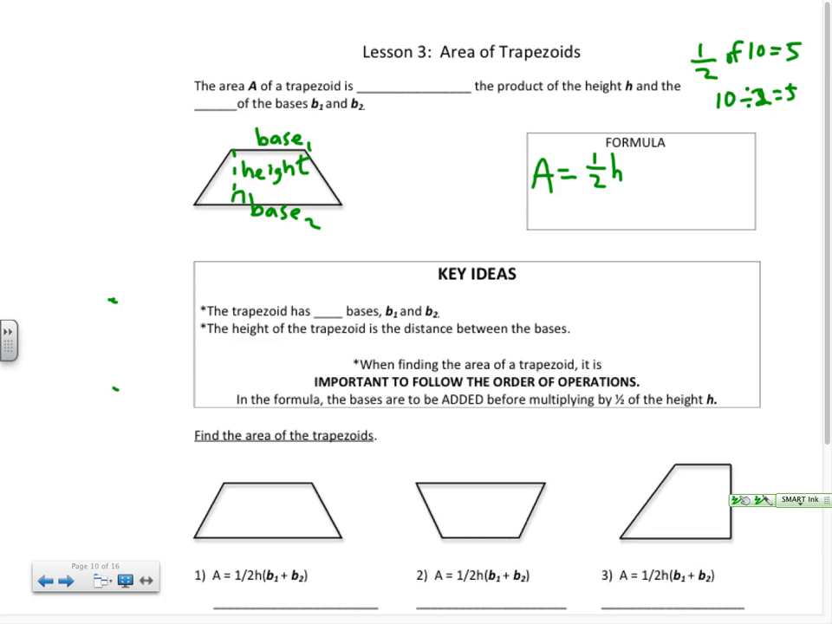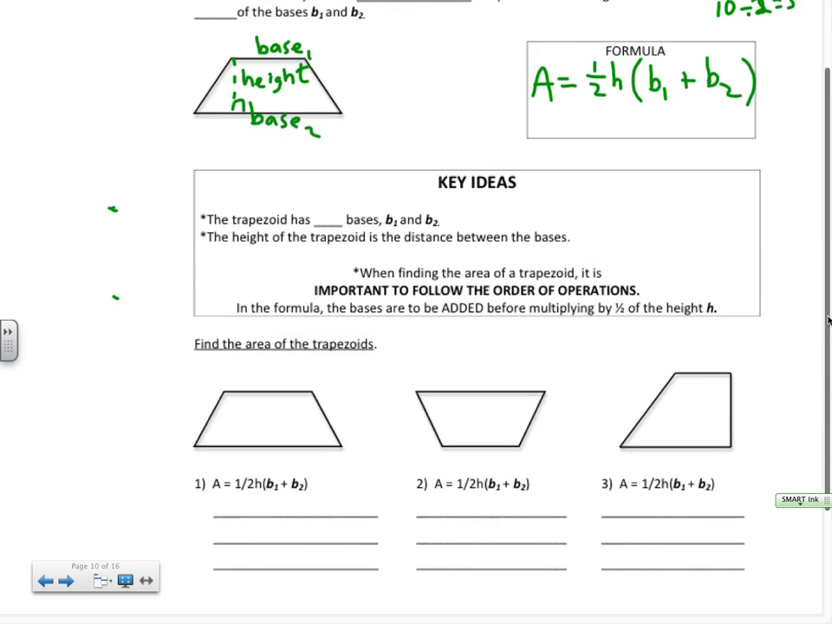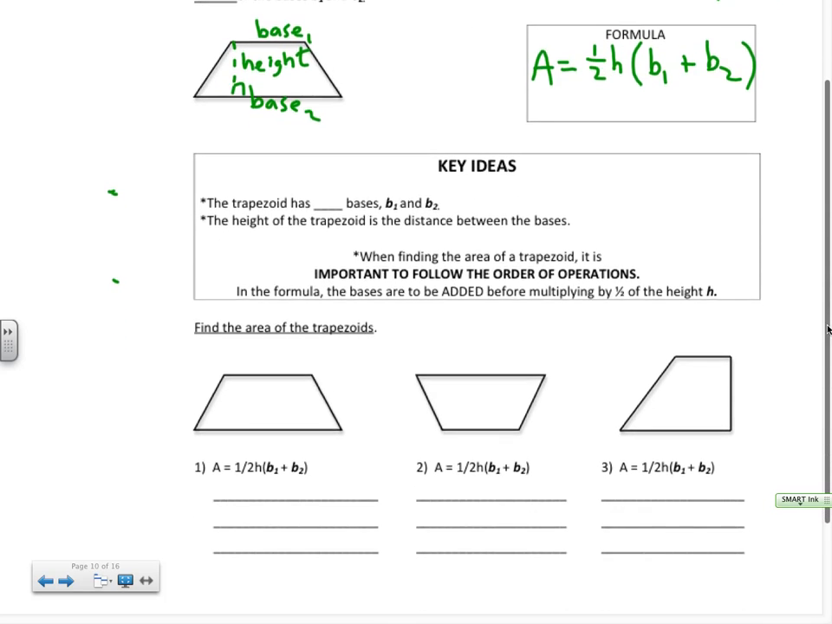The next part, this parentheses, is going to mean multiplication. So we're going to multiply by base 1 plus base 2. That's telling us we have to add the bases together. Now it looks complicated, but if you know how to use a formula and fill in the variables for a formula, it shouldn't be hard.